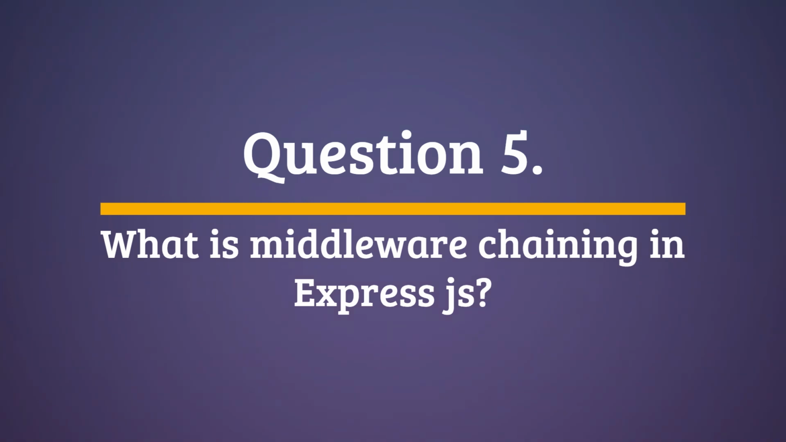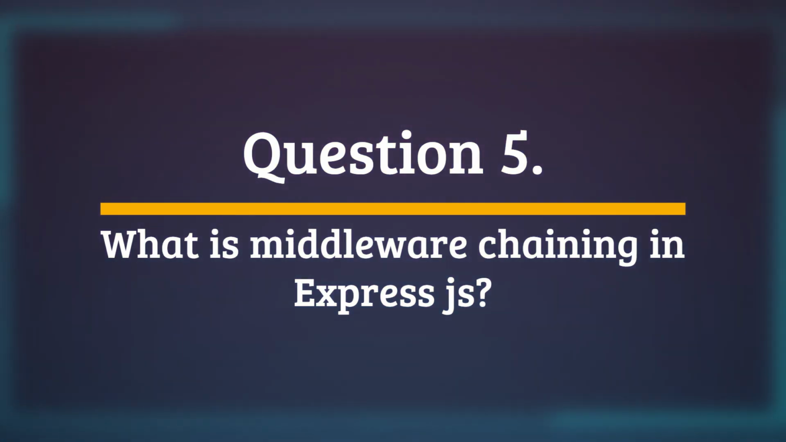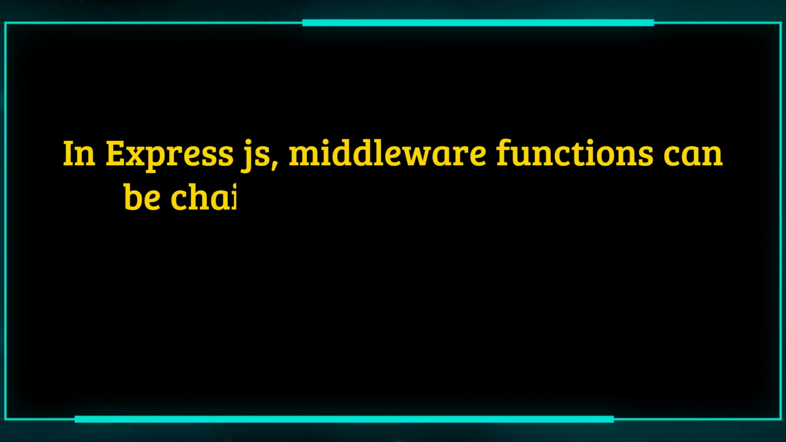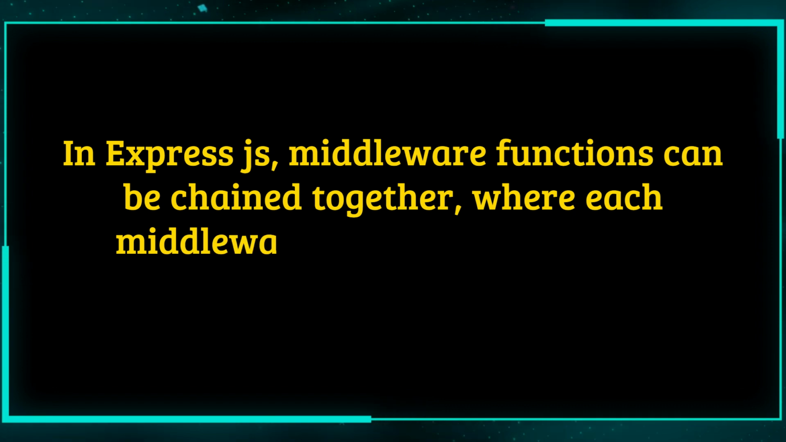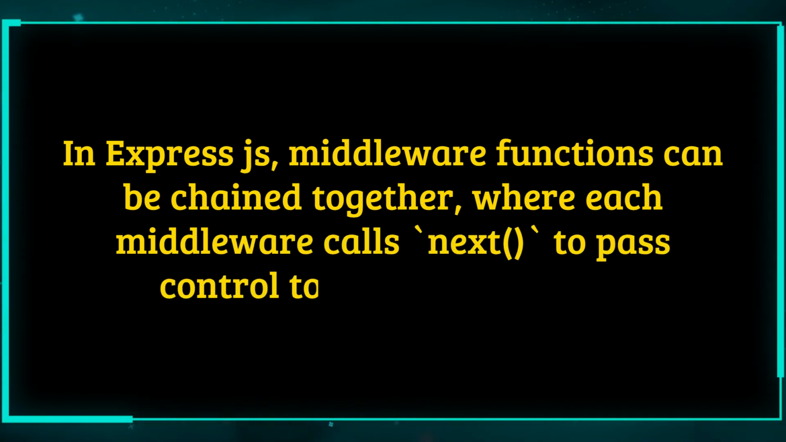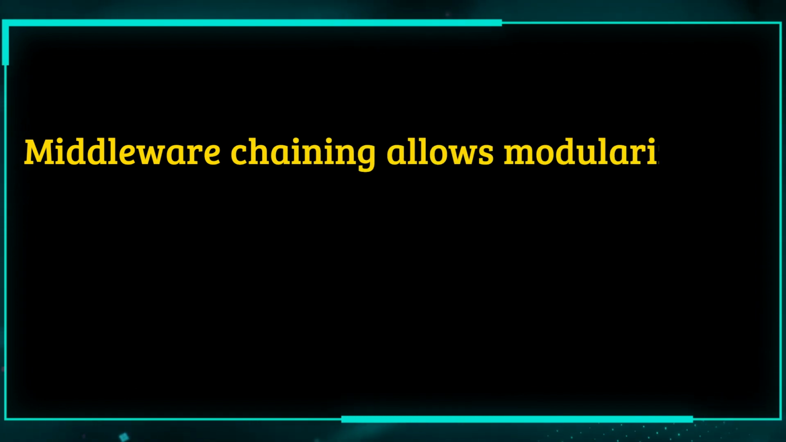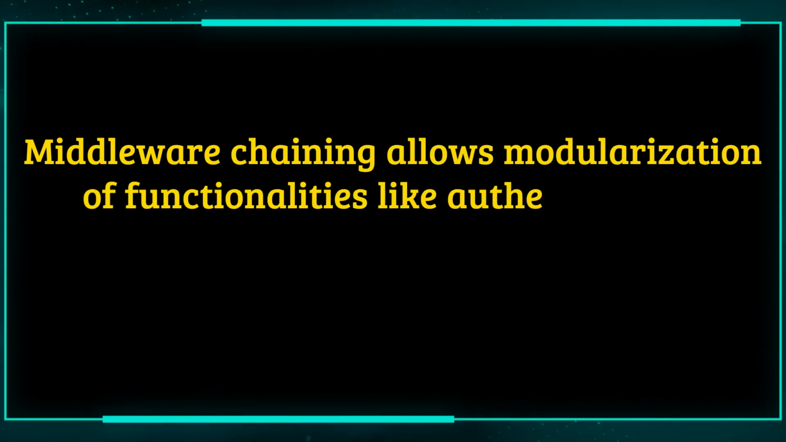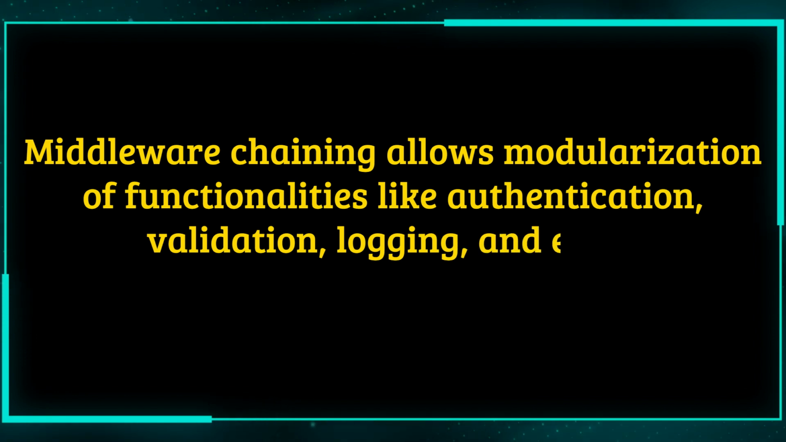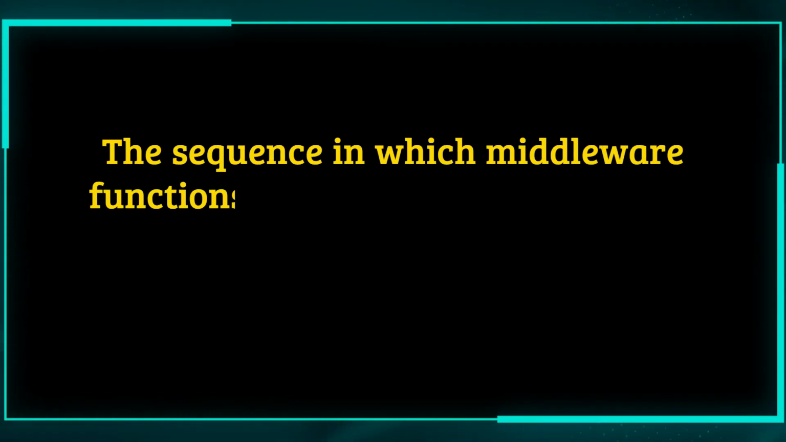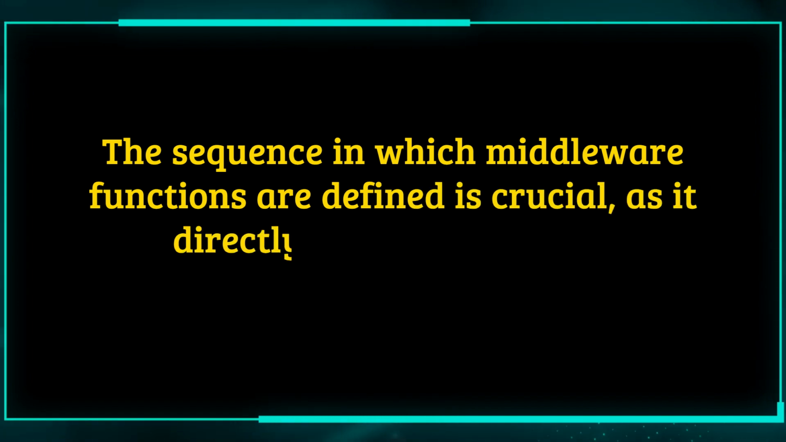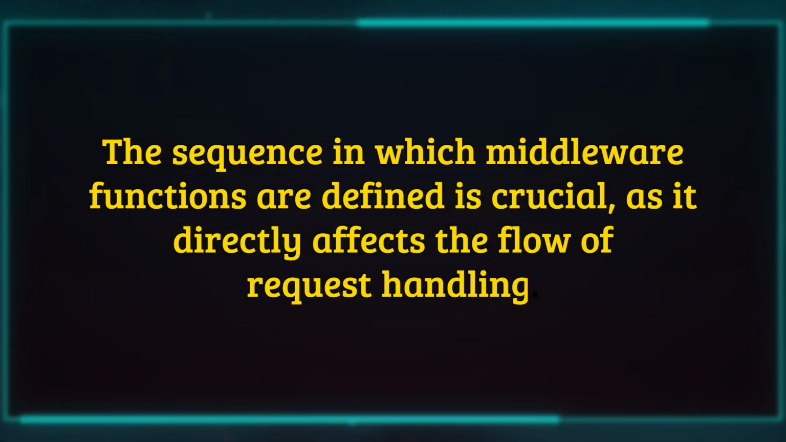Question 5. What is middleware chaining in Express.js? Answer. In Express.js, middleware functions can be chained together, where each middleware calls next to pass control to the next function. Middleware chaining allows modularization of functionalities like authentication, validation, logging, and error handling. The sequence in which middleware functions are defined is crucial, as it directly affects the flow of request handling.